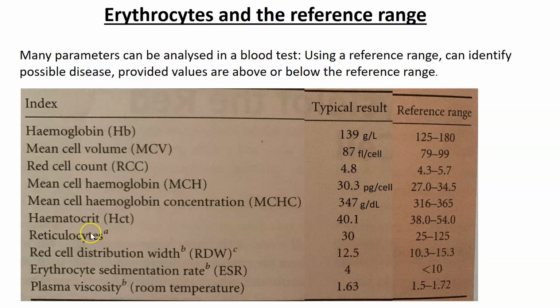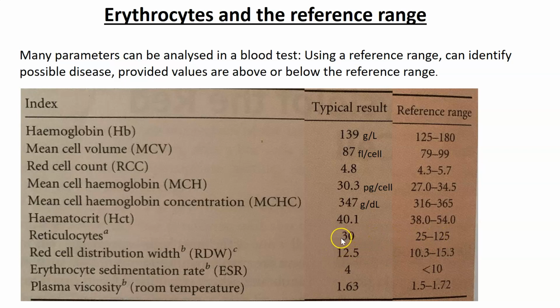Hematocrit is just the fraction of red blood cells in the whole blood volume. Reticulocytes are the immature red blood cells that get released from the bone marrow, and these give an indication of how well erythropoiesis is happening in the bone marrow. What you normally have is a range between 25 and 125. The range is quite big, but this is considered normal, so everything is normal here.